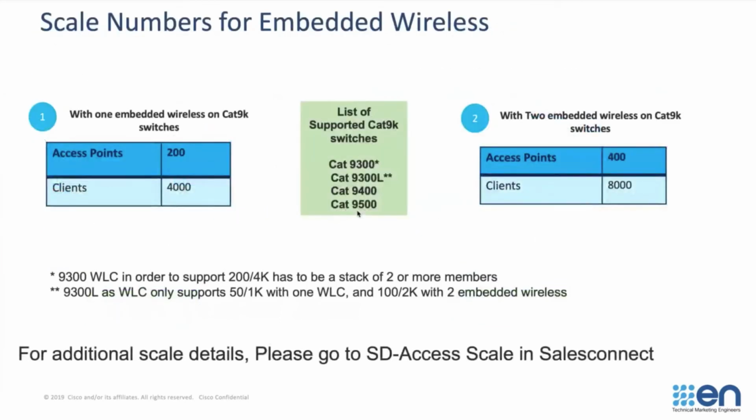Here are some of the scale numbers for embedded wireless controller capabilities. When you're running an embedded wireless controller on a Cat9K switch, the maximum number of access points we support is 200 and the maximum number of clients is 400. Similarly, when you're running two embedded wireless LAN controllers, the maximum access points are double the size, so it is 400 and the clients are 800. For any additional scale capabilities, we highly encourage you to look into our SD-Access scale document, which is available, as well as for any of the support capabilities, we highly encourage you to look into the SD-Access compatibility matrix.